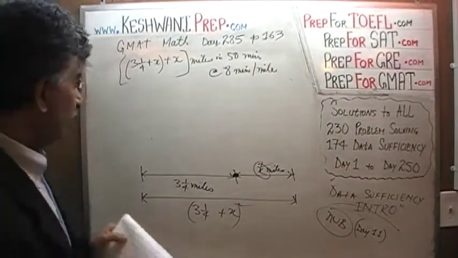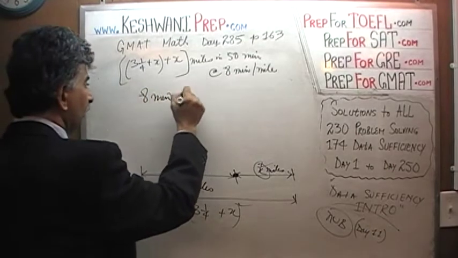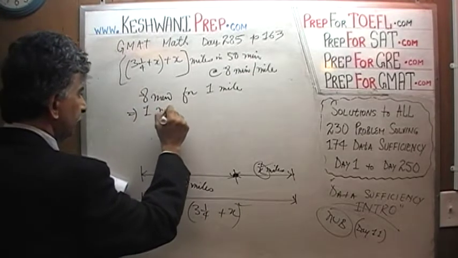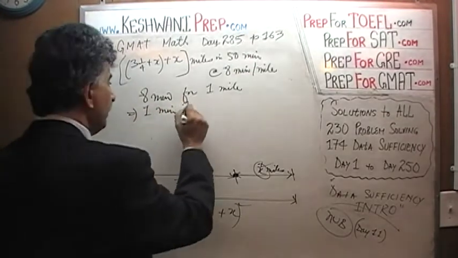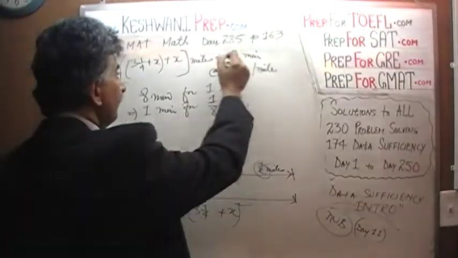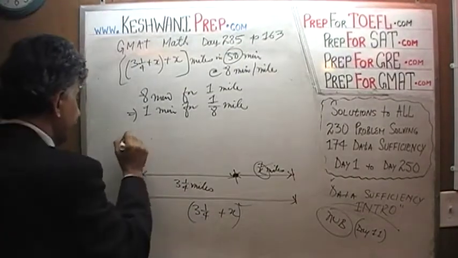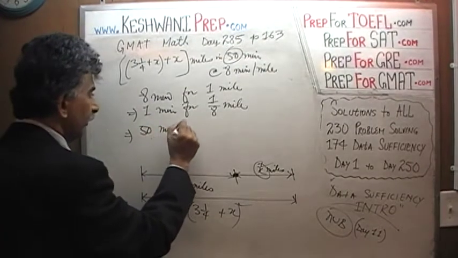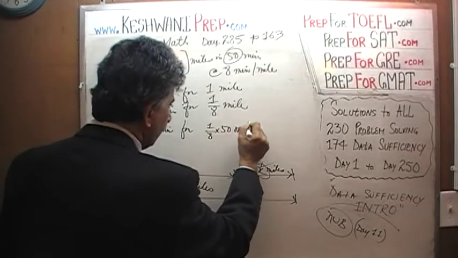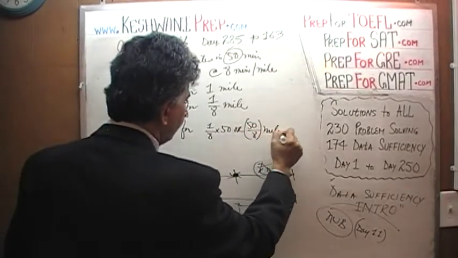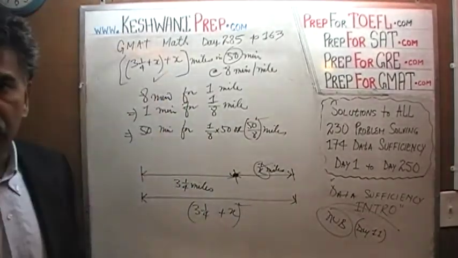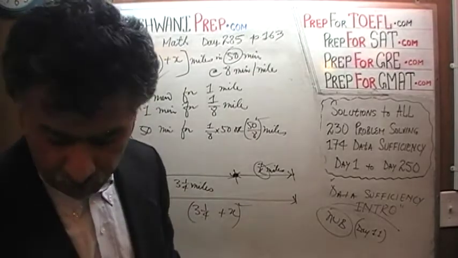If we're taking 8 minutes for 1 mile, that tells us that in 1 minute, we should be able to go 1/8 of a mile. But we do not have 1 minute, we have 50 minutes. Which means that in 50 minutes, we should be able to go 50 times this amount. 1/8 times 50, or 50 over 8 miles. There you go, that's it. And that 50 over 8 miles that we just found has to equal that quantity. We equate the two and so we solve for x. That's all there is. Let's do it.